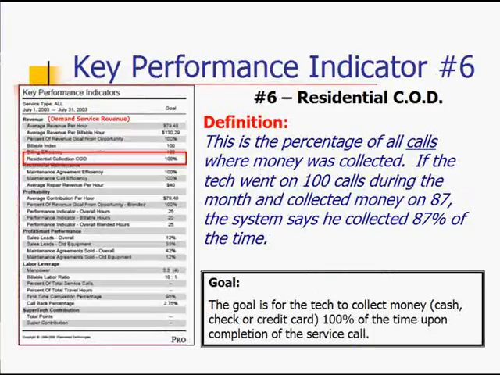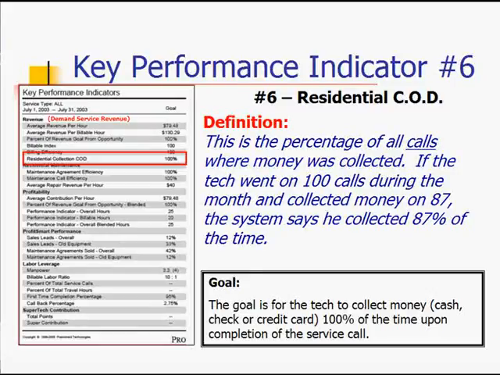Key performance indicator number 6, residential C.O.D. Now note this is residential, not commercial. We realize commercial, for the most part, we have to invoice the customer. So we're honing in on just residential customers right here. So the definition goes like this. This is the percentage of all calls where money was collected. If the tech went on 100 calls during the month and he collected money on 87 of those calls, the system is going to say, hey, this tech collected 87% of the time.